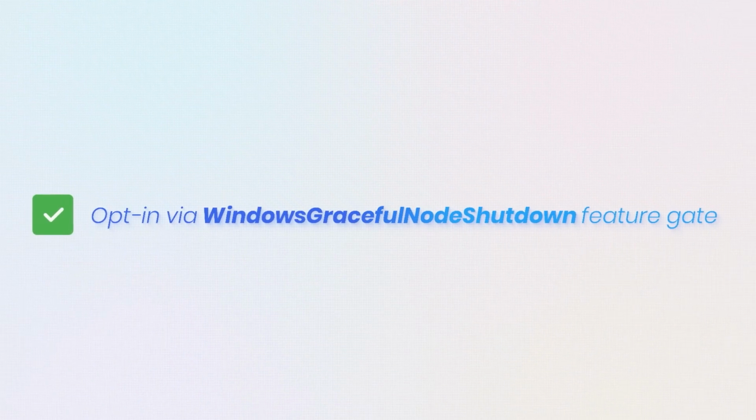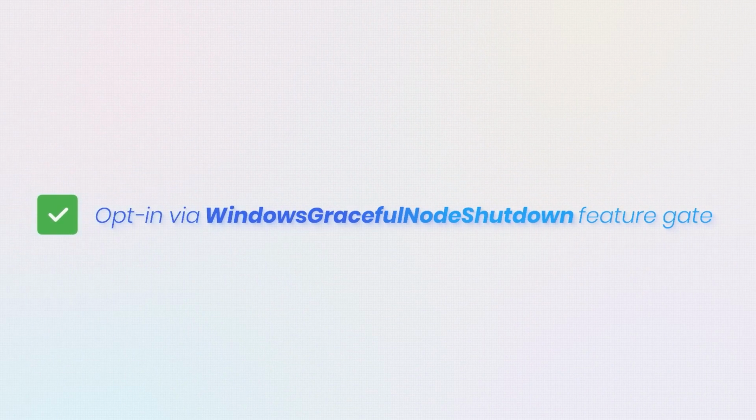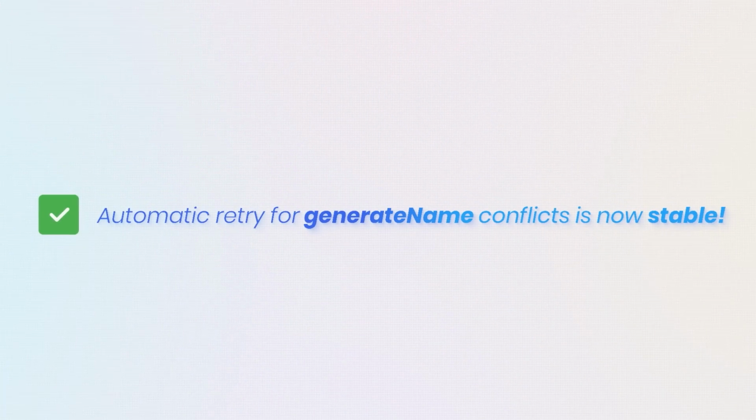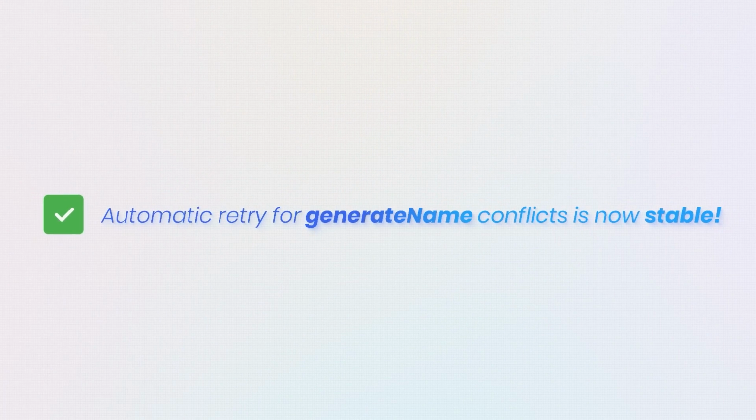So how do you enable it? This feature is opt-in and controlled by the WindowsGracefulNodeShutdown feature gate, and it's currently in alpha. For it to work, the kubelet needs to be running as a Windows service. Number 5, retry generateName. Kubernetes 1.32 graduates the automatic retry for generateName conflicts feature to stable, making it easier for users to handle name conflicts when creating resources with generateName.